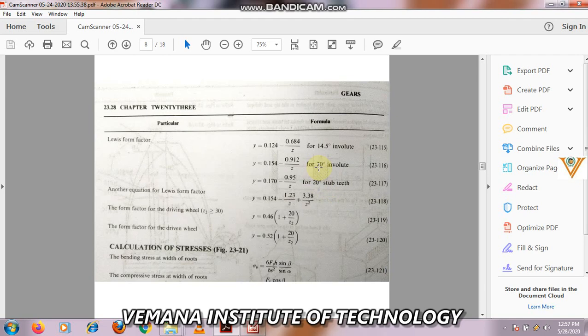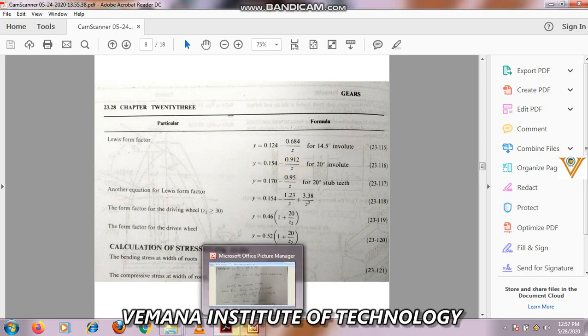20-degree involute profile. Here it is: this equation is for 14.5, this equation for 20-degree involute, and this equation for 20-degree stub. So here we have to use the Lewis form factor. Y is equal to 0.154 minus 0.912 divided by Z. If used for the pinion, it becomes Z1. If used for the gear, it becomes Z2.